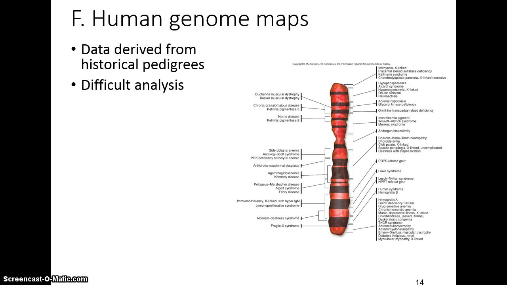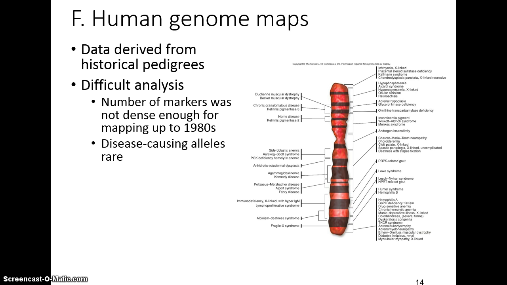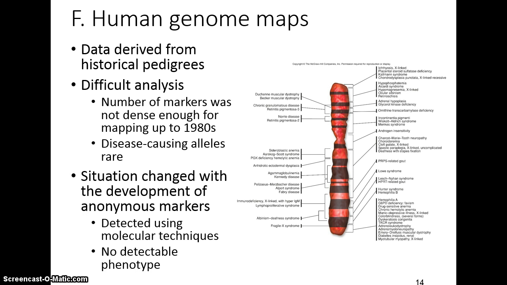So we've done this with humans to determine a lot of genetic diseases, but it's very difficult because there weren't very many markers, not very dense, up until the 1980s, and a lot of disease-causing alleles are rare. So what they did is they developed what's called anonymous markers, and they are able to more finely determine where genes are.